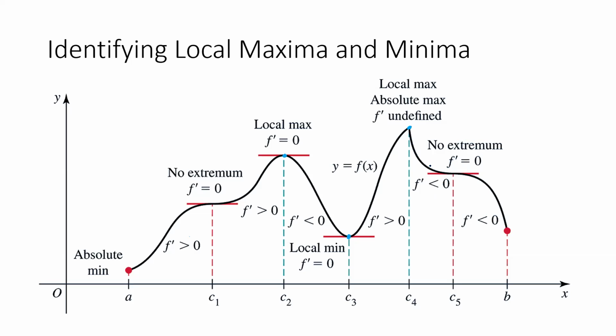So in this picture, this is what we should look out for, all the different ways that you can think about it. But the key thing is that a local maximum occurs when it changes from a positive derivative to a negative derivative, and a local minimum occurs when it changes from a negative derivative to a positive derivative.